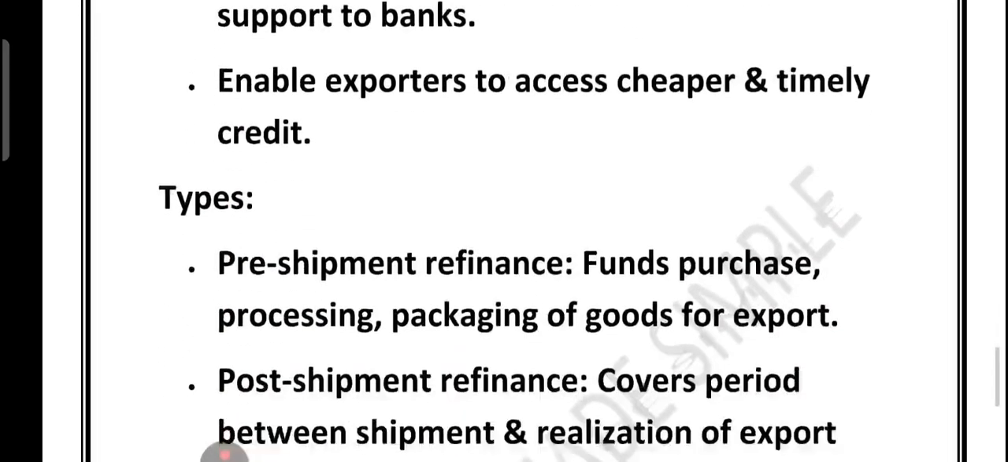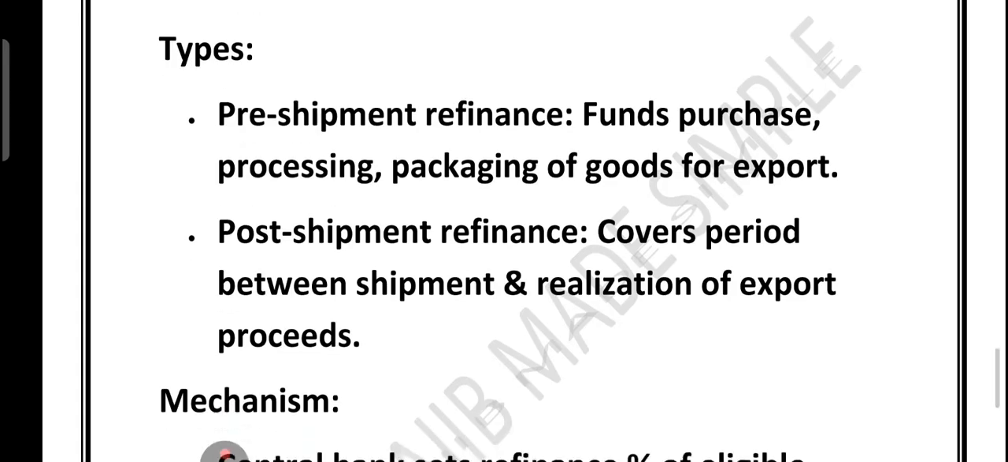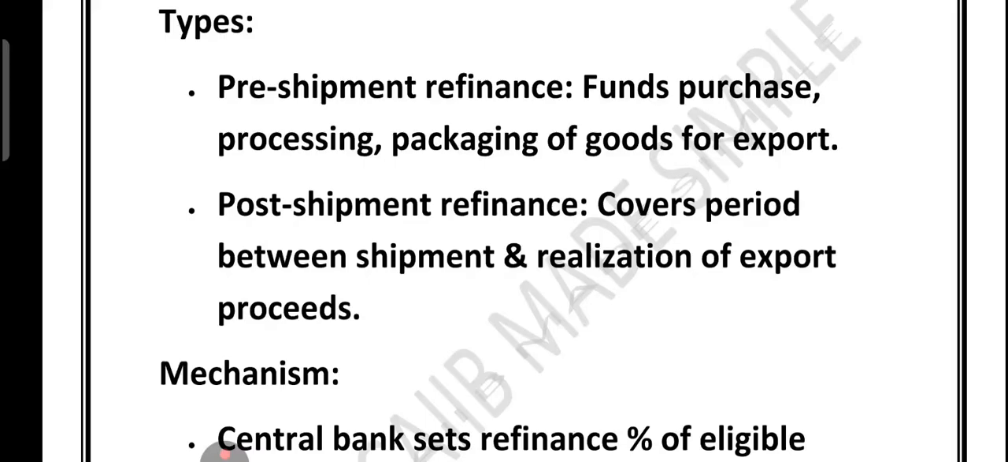If you look at the types of export refinance, we have pre-shipment refinance, which means funds used for purchasing, processing and packaging the goods before export. So the goods have not been exported yet, right? The funds we use for purchase, processing and repackaging before the export are called pre-shipment refinance. Post-shipment refinance covers the gap between the shipment and realization of the export proceeds. So remember, pre-shipment means before export, post-shipment means after shipment.